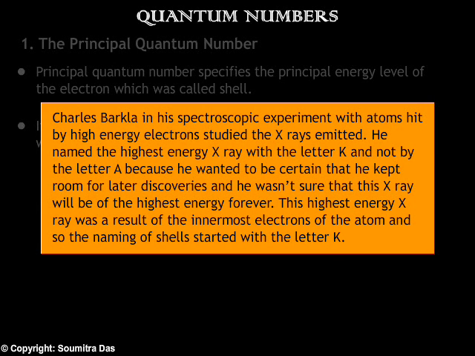He named the highest energy X-ray with the letter K and not by the letter A because he wanted to be certain that he kept room for later discoveries, and he wasn't sure that this X-ray will be of the highest energy forever. This highest energy X-ray was a result of the innermost electrons of the atom, and so naming of shell started with the letter K.